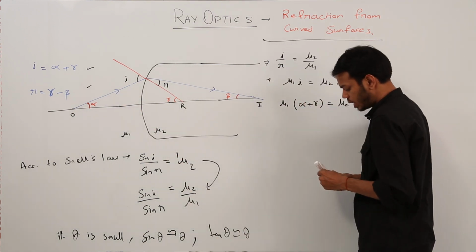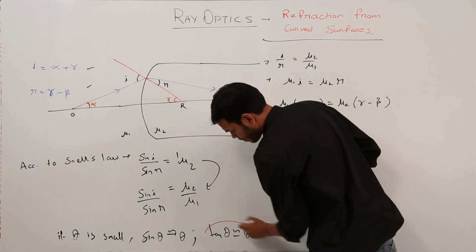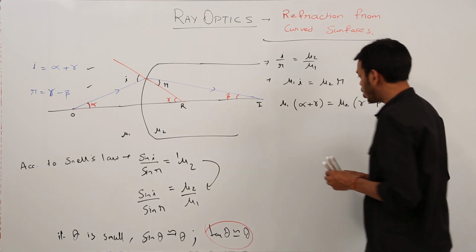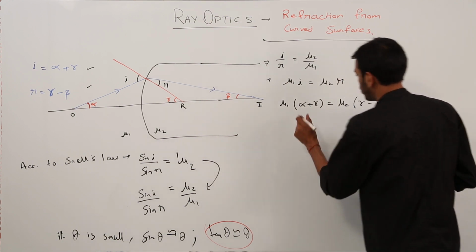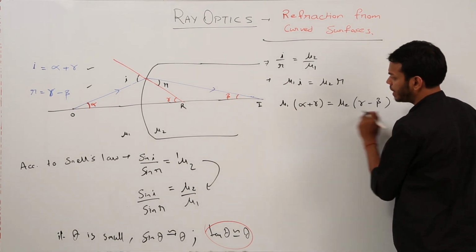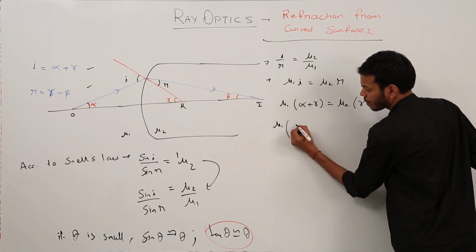Now I'll be using this property. When theta is small, tan theta also tends to theta. So instead of alpha, gamma, gamma and beta, I'll be using tan.